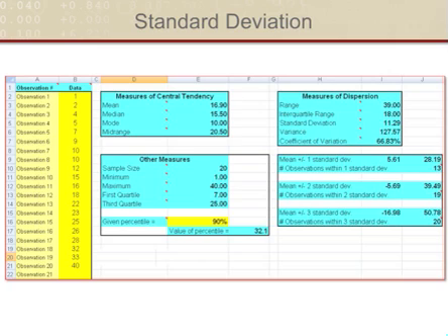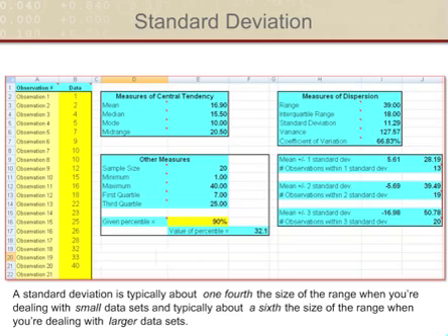Now, one thing I would also note is that if you had to guesstimate a standard deviation, what you'll find is the standard deviation is typically about 1/4 the size of the range when you're dealing with small data sets, and typically about 1/6 the size of the range when you're dealing with larger data sets. So in this case, we have a small data set of only about 20, and the range is 39 points, so 1/4 of that puts us right around 9.75. So, it's in that ballpark.